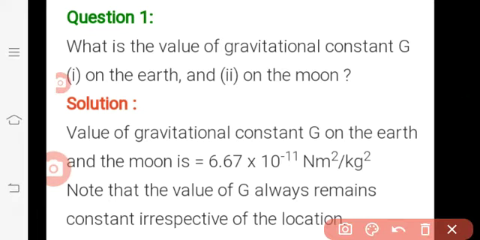Now, some important questions related to this chapter. Question number 1. What is the value of gravitational constant G on the earth and on the moon?